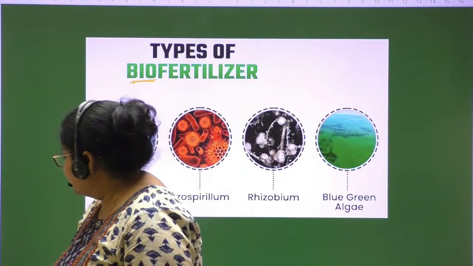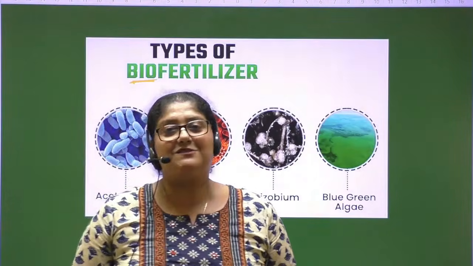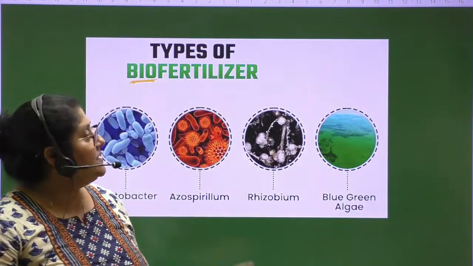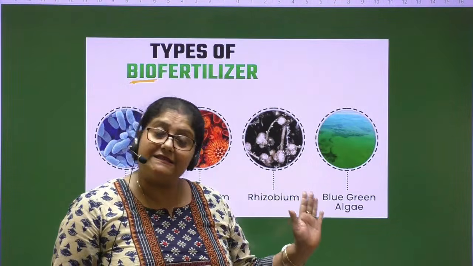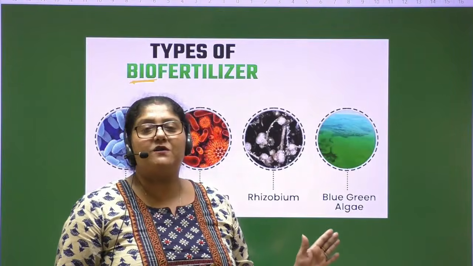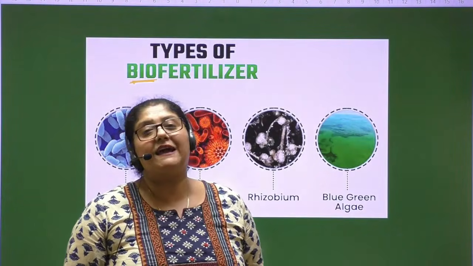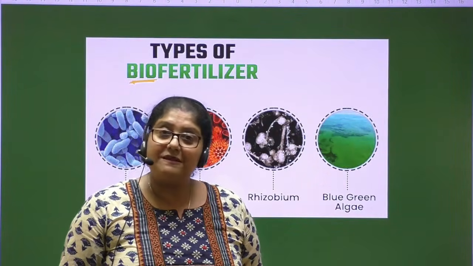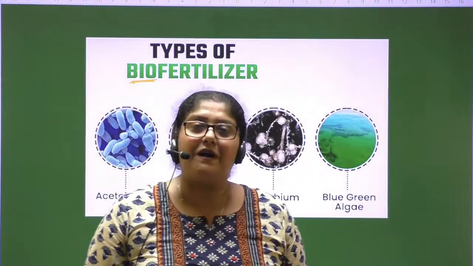So with that, we come to the end of the class today. I hope you've enjoyed the different ways by which the seeds are sown and the different ways by which the fertility of a soil can be improved. We will see more on this. We will come to the next part of the chapter.